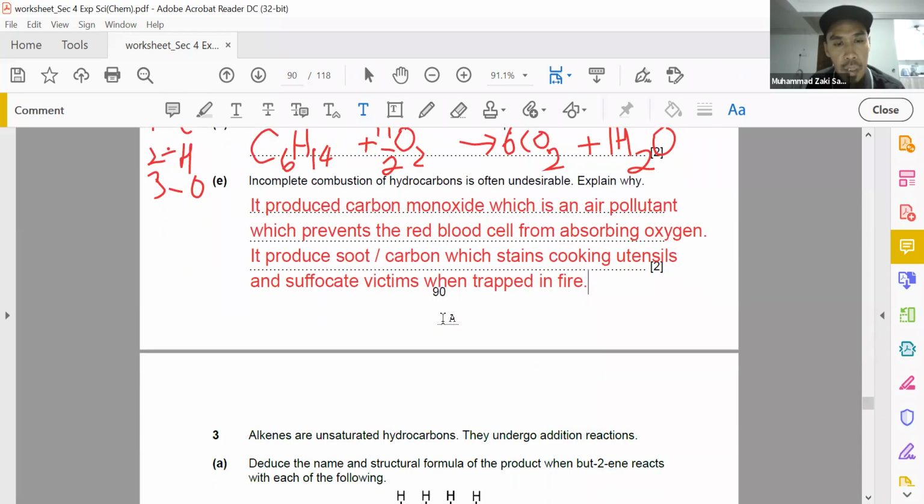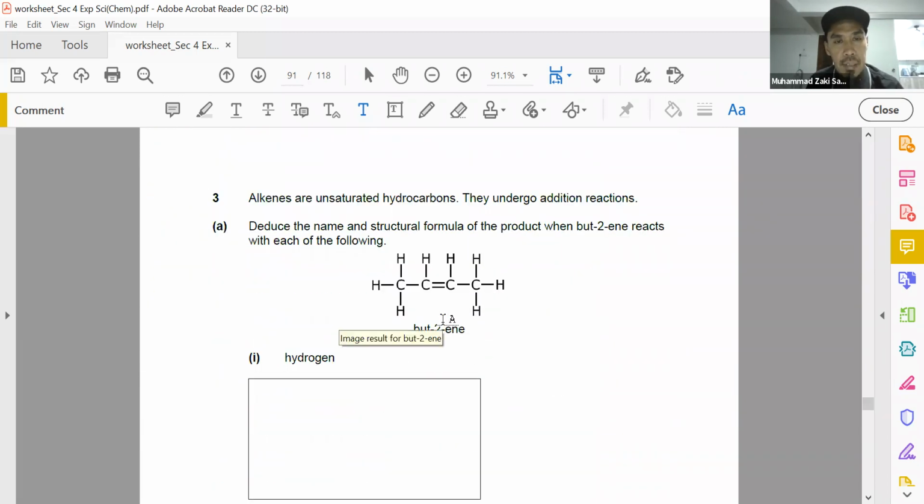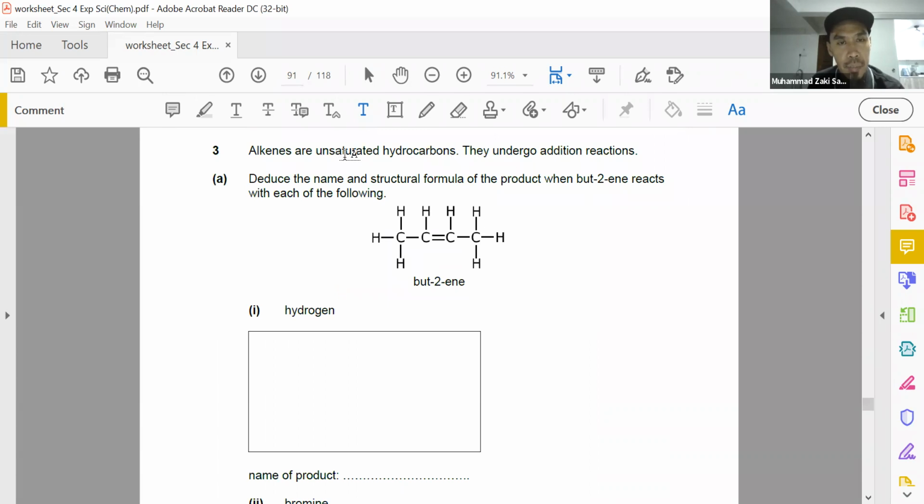Anyway, now let's move on. Alkenes, question 3. Alkenes are unsaturated hydrocarbons. Remember, when you see the word unsaturated, it means carbon-carbon double bond. Now deduce the name and structural formula of the product when butene reacts. This is called 2-butene because the carbon-carbon double bond starts at the second carbon. You can ask me more about this when school opens.